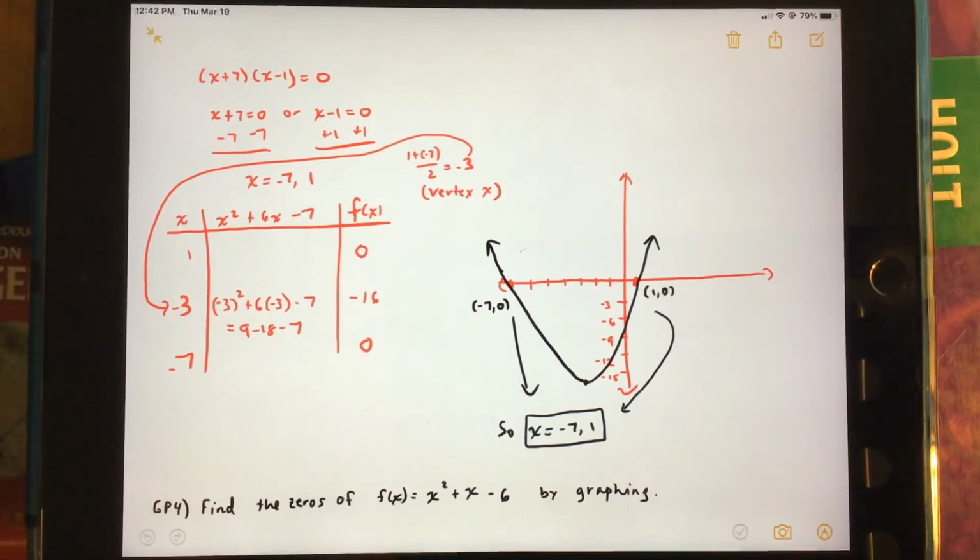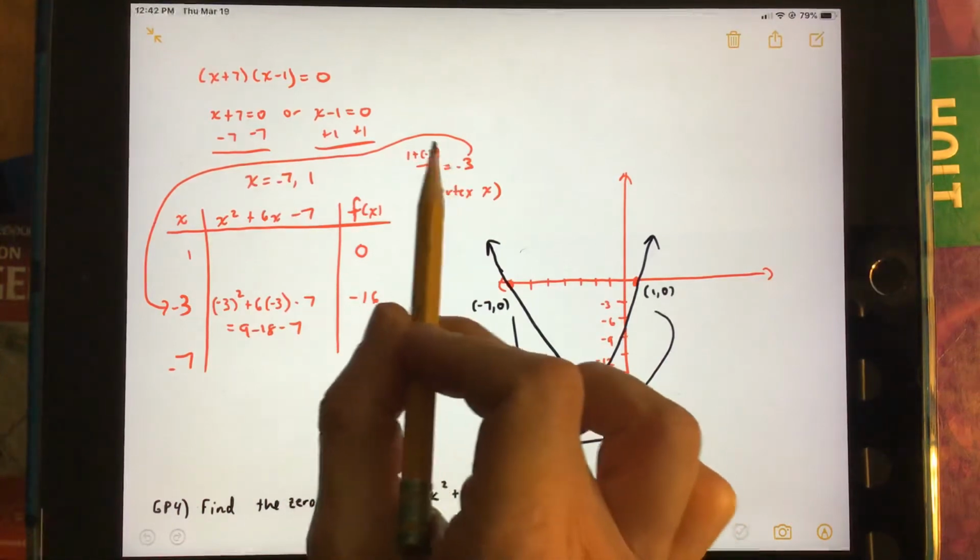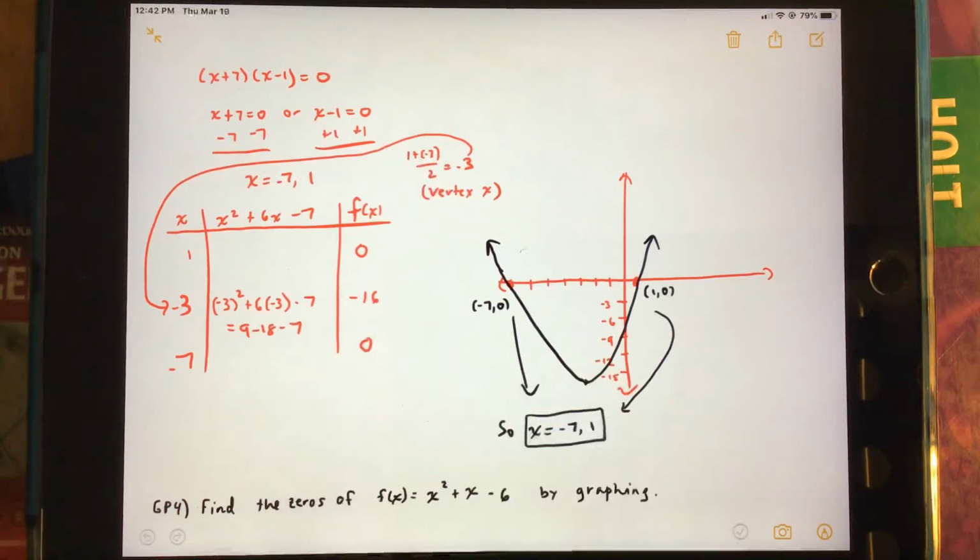To find the vertex, I know it's exactly halfway in between 1 and negative 7. So right here, I'm adding up 1 plus negative 7, dividing by 2, and that's going to give me my vertex x value of negative 3. Again, we're averaging those 2 points, 1 and negative 7, to find the point exactly halfway in between. And to average numbers, we add up the numbers in our list and divide by the number of numbers in our list. In this case, there are 2 numbers we're averaging. That's why we're dividing by 2.